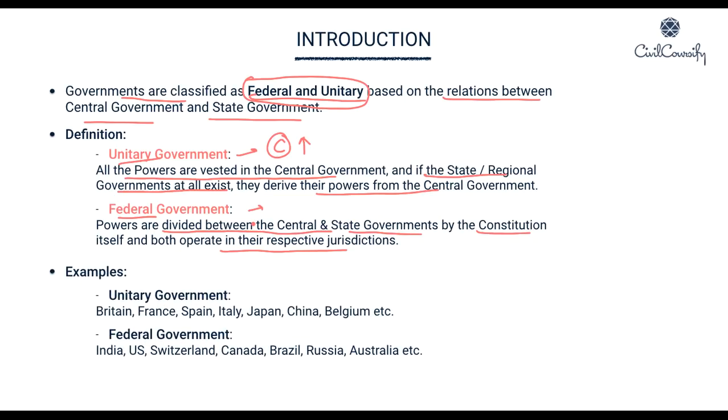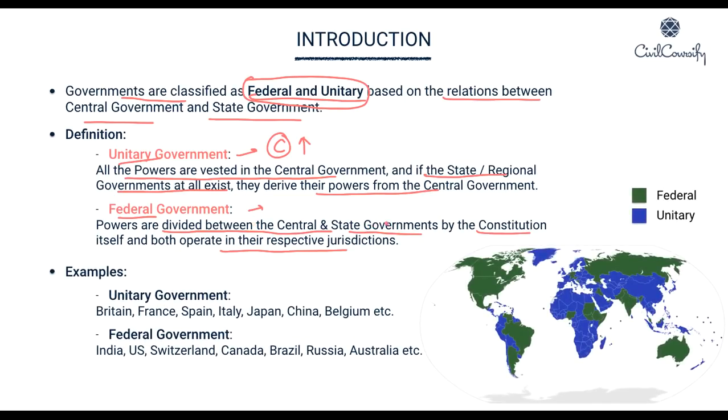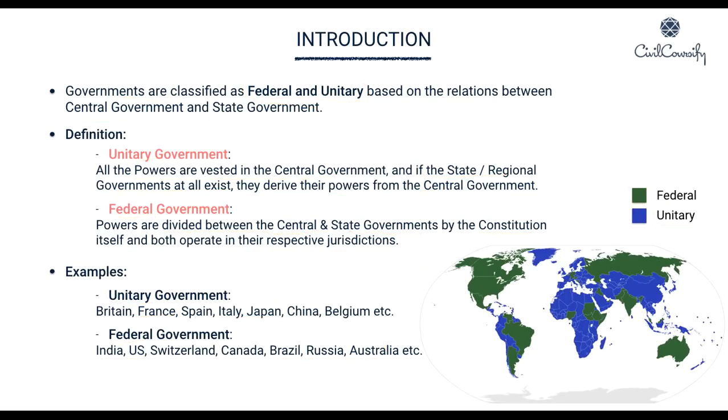Right, so let us look at some examples of unitary and federal form of government. As you can see here, the countries that are colored in green are federal and those that are colored in blue are unitary. So let us look at some examples. For unitary, the examples would be Britain, France, Spain, Italy, Japan, China, Belgium, etc. For federal, the examples would be India, US, Switzerland, Canada, Brazil, Russia, Australia, etc.